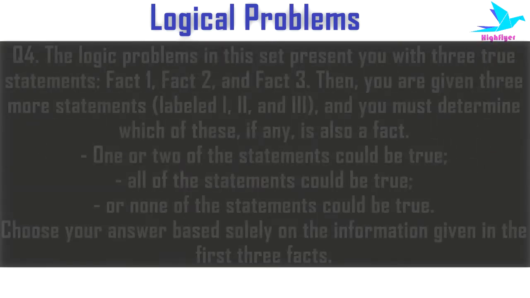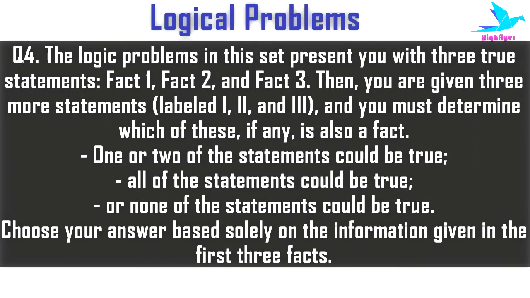Then we'll see the next example. The logical problems in this set present you with 3 true statements: fact 1, fact 2 and fact 3. Then you are given 3 more statements labeled as 1, 2 and 3. And you must determine which of these, if any, is also a fact. 1 or 2 of the statements could be true, all of the statements could be true, or none of the statements could be true. Choose your answer based solely on the information given in the first 3 facts.